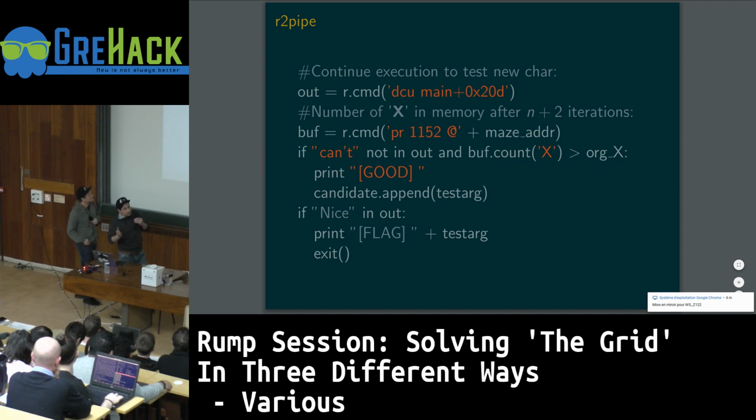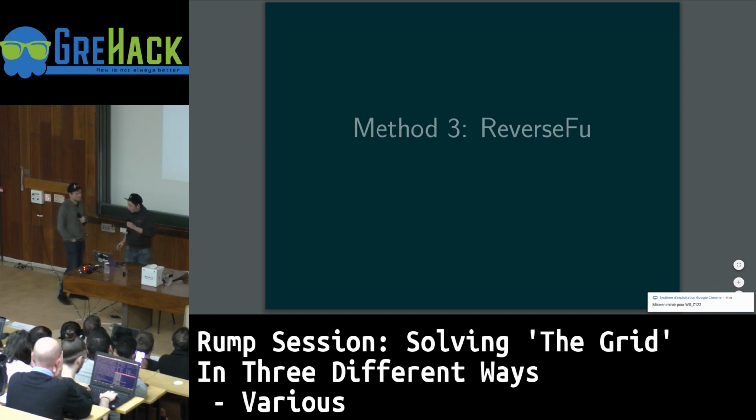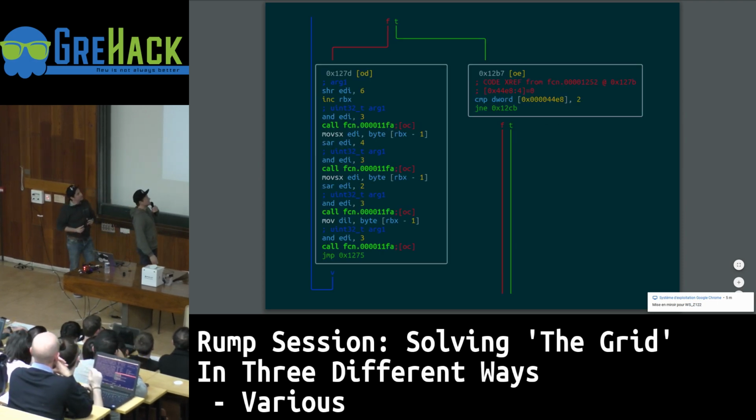You have the number of X's, and if you go inside the wall, you will have a message printed, the "can't", so you can't go there. And if the number of X's is bigger than the original one, this means that you have a valid character. And if you have a "nice" inside the output, this means that you have basically found your flag. This takes, it depends on the computer, but on the same computer as angr, it was like 4 minutes to do. And so the last method I did was simple, just reverse.